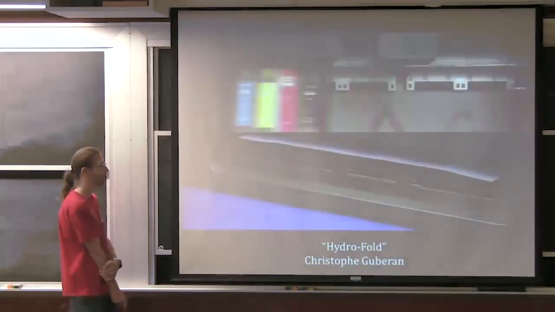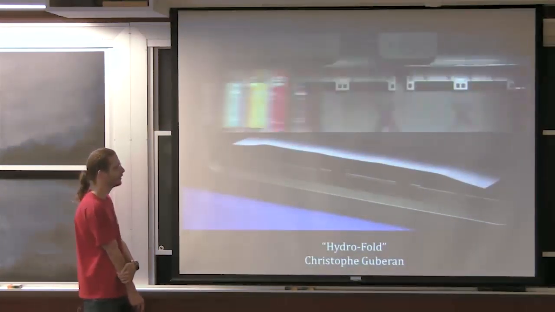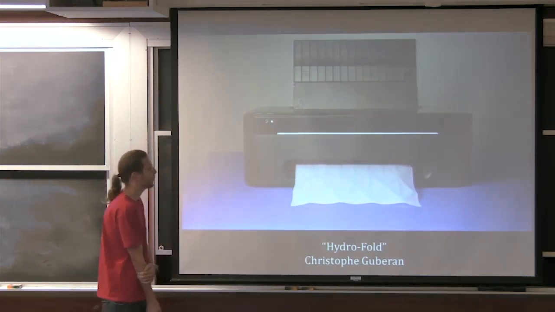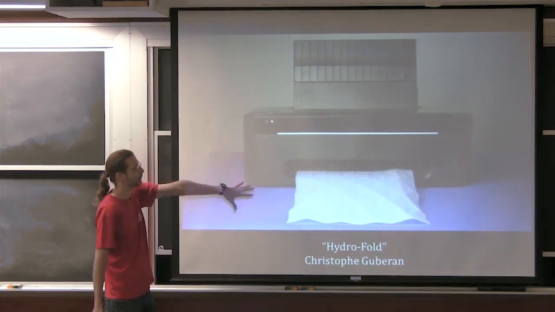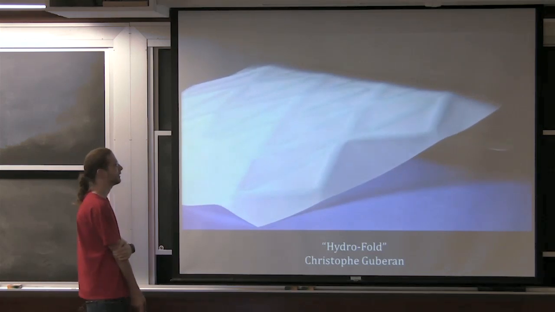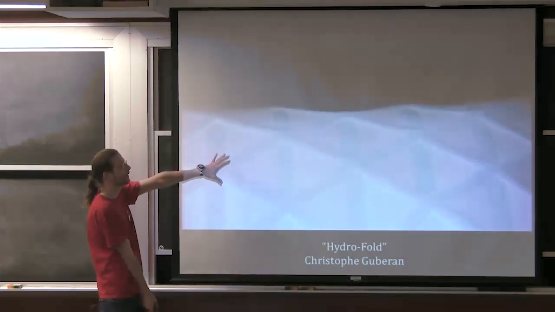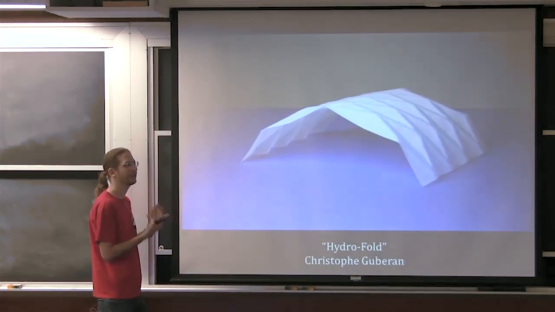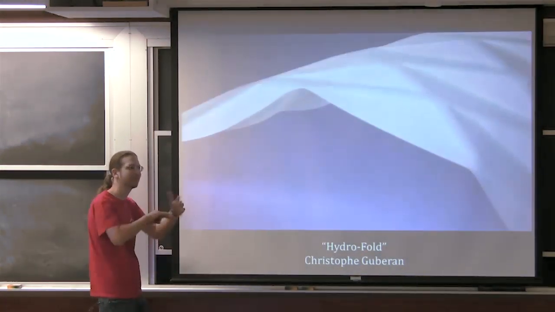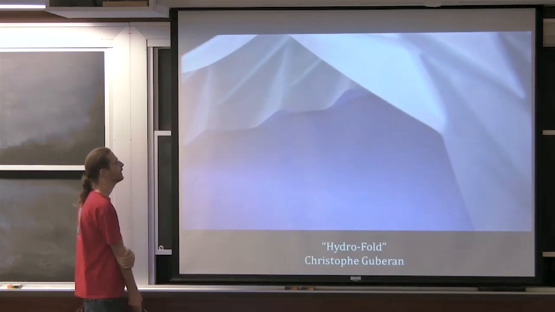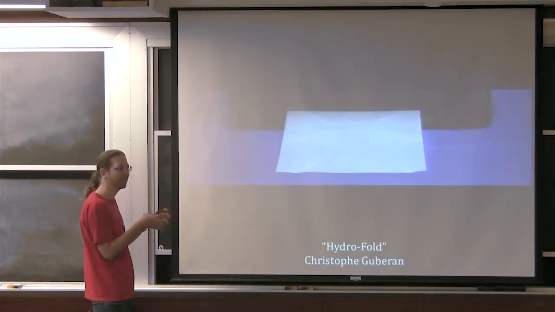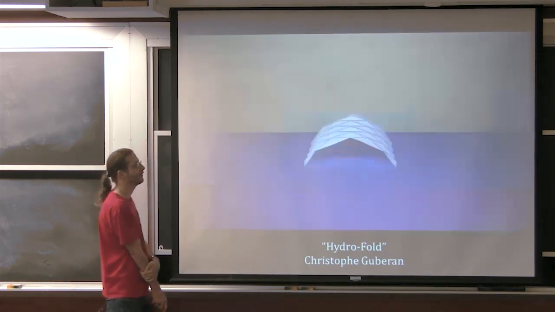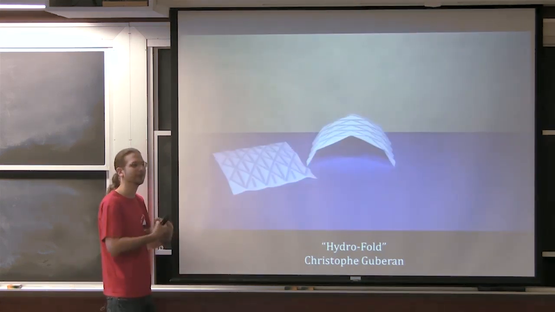Here's something called Hydrofold. This just came out this year. This guy, Christophe Guberan, has an inkjet printer. He's filled it with a particular kind of ink that he custom makes. And as it comes out of the printer, it folds itself. It's been printed on both sides. So on one side you get mountains, and the other side you get also mountains, but relative to that, it's valleys. There's some fun thing happening as the liquid dries out that causes the paper to curve.